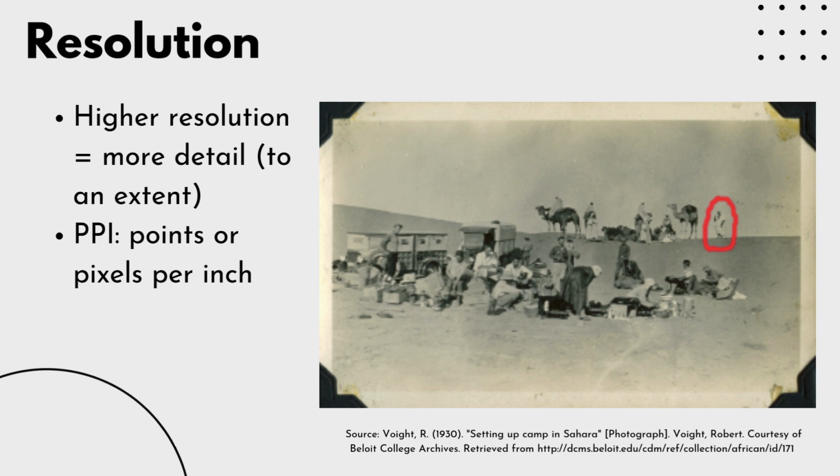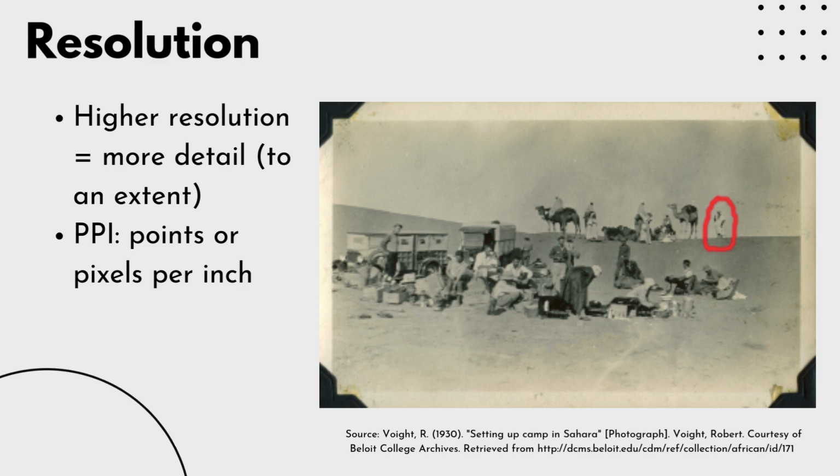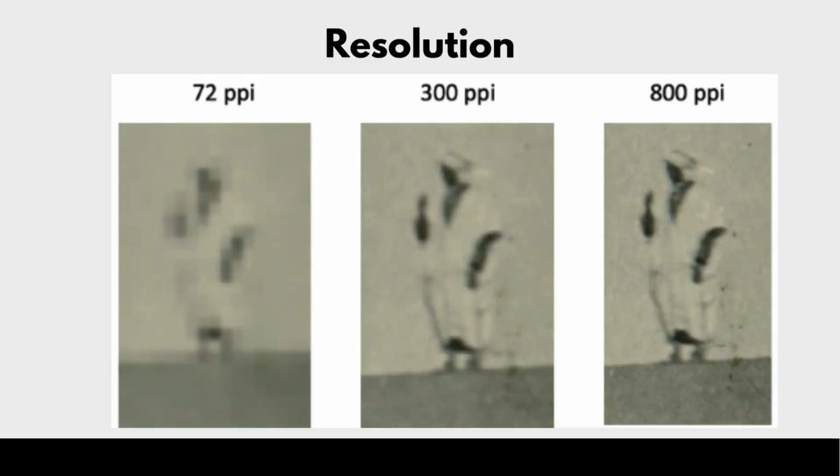Here you can see a scanned photograph from Beloit College Archives here in Wisconsin. Keep an eye on this figure that we have circled in red in the back. You can see the difference in 72 pixels per inch, which is pretty blurry, up to 300 pixels per inch, which looks a little bit better, and then 800 ppi, which looks much more clear. That's the value of higher resolution.